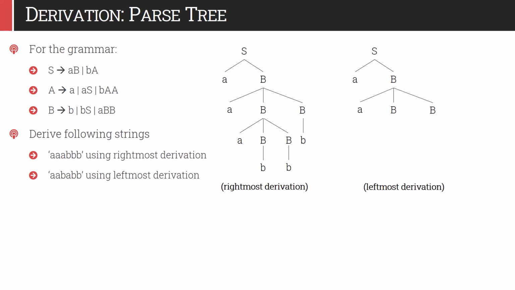Next is also same, but now instead of replacing the rightmost B, we will consider the leftmost B. So this B will be expanded first because we have to derive the string double A B, A double B using leftmost derivation. So to make it double AB, we are replacing this capital B by small b. Then this capital B, again we are replacing it by A double B.